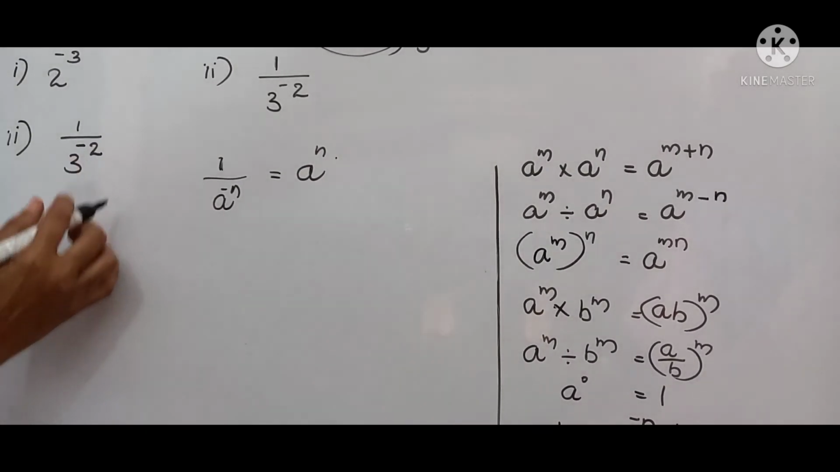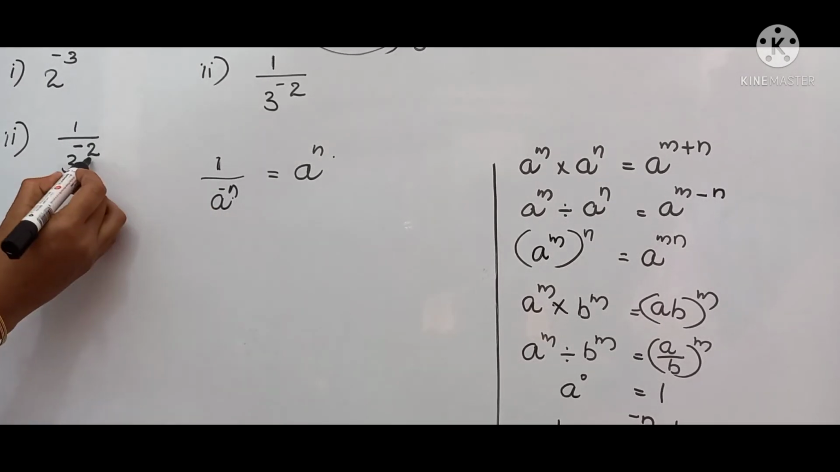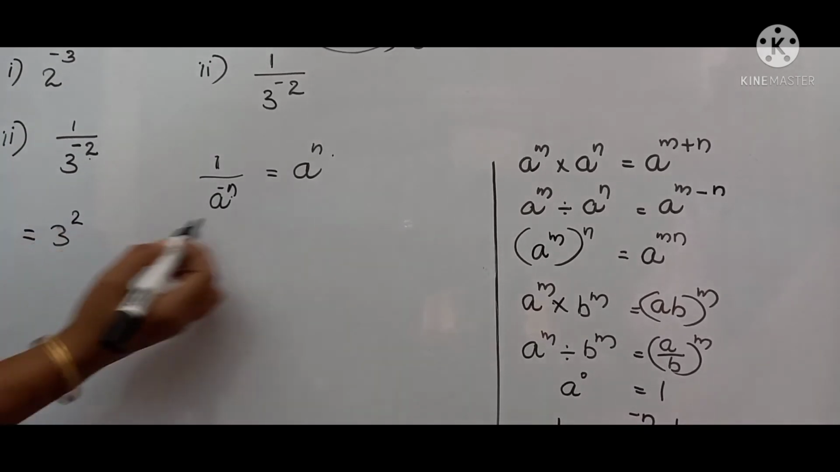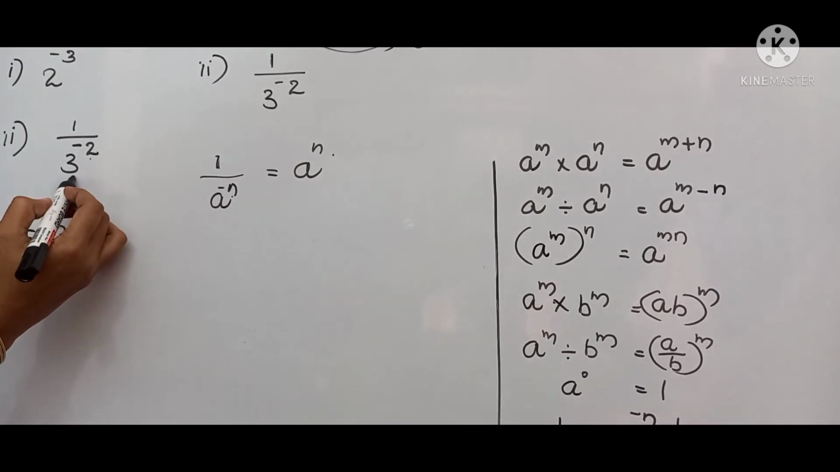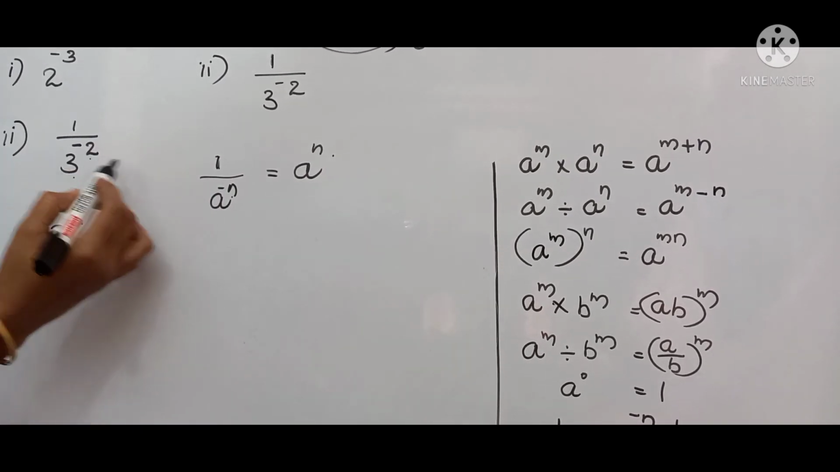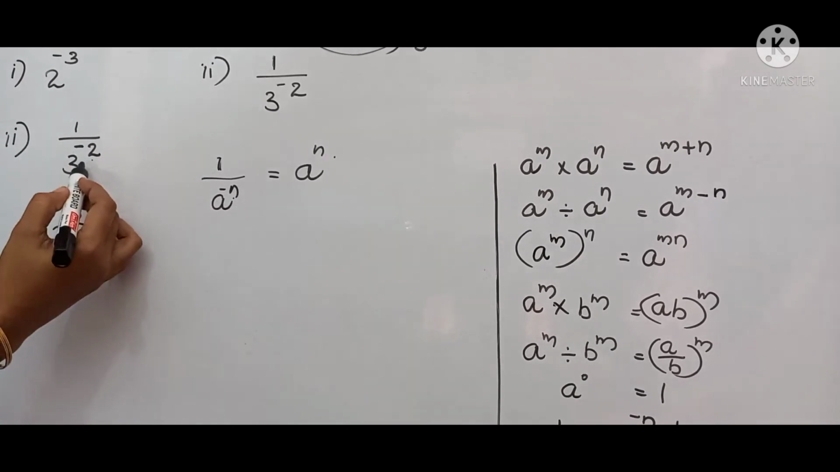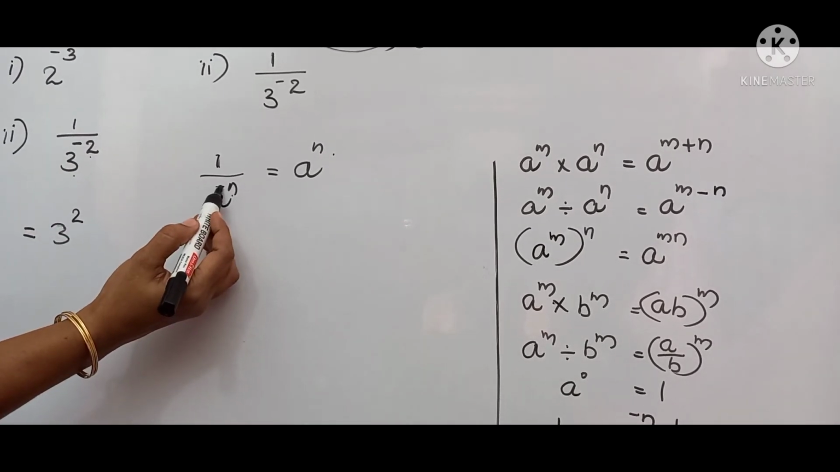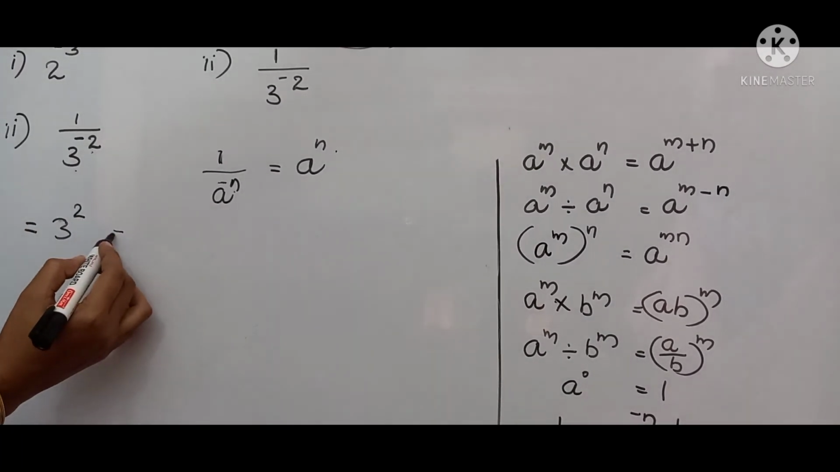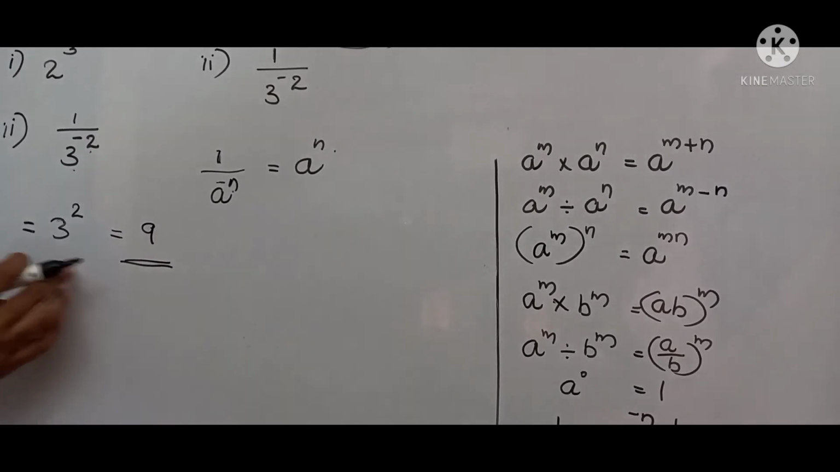1 by 3 raised to minus 2. Instead of a here 3, and instead of n here 2. So we can write 3 raised to 2. A raised to n, here instead of a 3, and instead of n here 2. Don't think minus 2 here. This is minus n, 1 by a raised to minus n. That is the form. The minus is in the form, so instead of n, 2 only here. So 3 raised to 2. 3 square means 3 into 3, that is equal to 9. So the value is equal to 9.